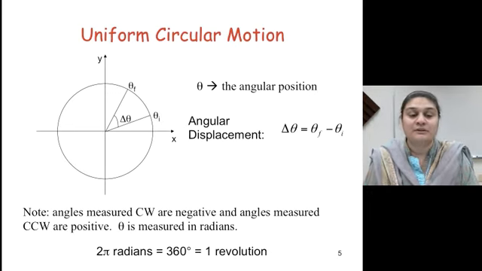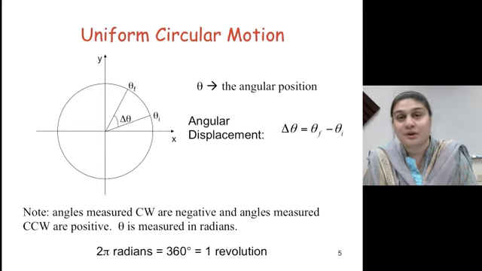Another very important thing to note here is angles are measured counterclockwise. Counterclockwise angles measured are always considered positive. Angles measured clockwise are always considered negative. And here's something I would suggest that you write down on a piece of paper and remember it. 2 pi radians is the angle that the whole circle moves in radians. It's 360 degrees, or it is also called 1 revolution. Please write this down somewhere. It is going to prove very useful when you're solving problems.